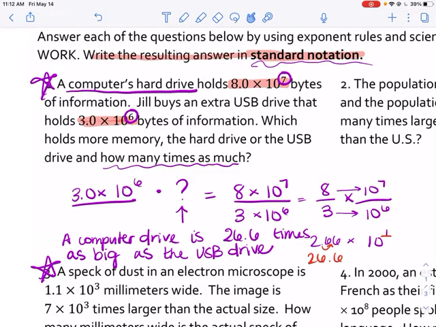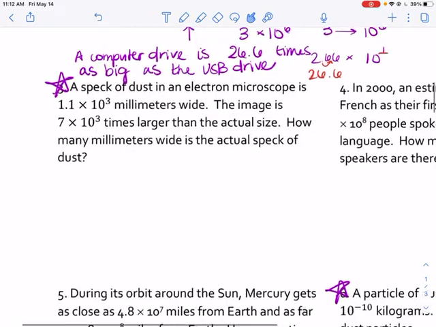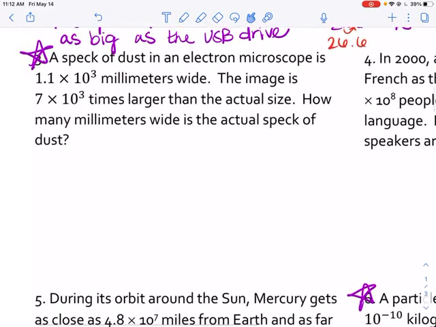Let's go ahead and do another example. This one is talking about a speck of dust. This one's a little hard. So let's read through the whole thing. A speck of dust in an electron microscope is 1.1 times 10 to the 3rd millimeters wide. The image is 7 times 10 to the 3rd times larger than the actual size. How many millimeters wide is the actual speck of dust? So that's what we're trying to find, is the actual speck of dust.